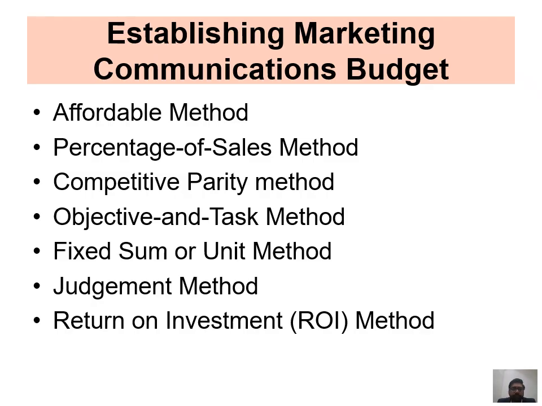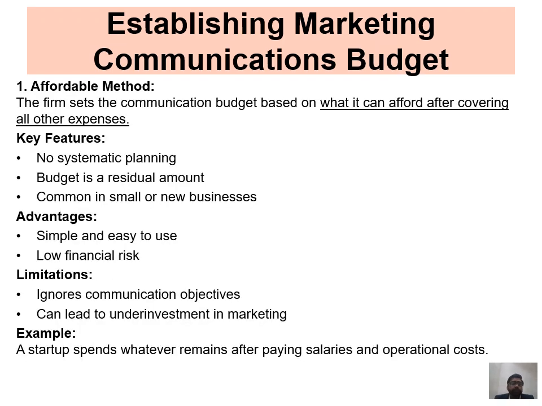Now, when we talk about establishing marketing communication budget, we discussed in the previous slide also, there are around 7 methods. Okay, affordable method, percentage of sales method, competitive parity method, objective and task method, fixed sum or unit method, judgment method, or return on investment method. Now, affordable method, we'll talk about this method.